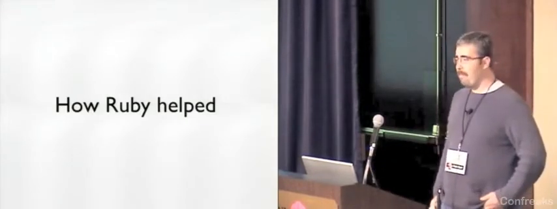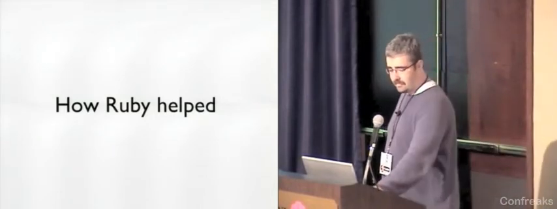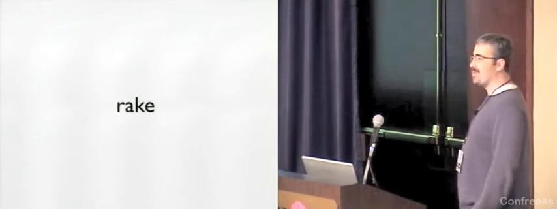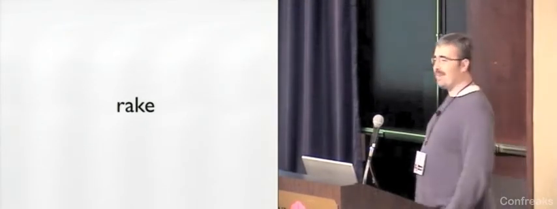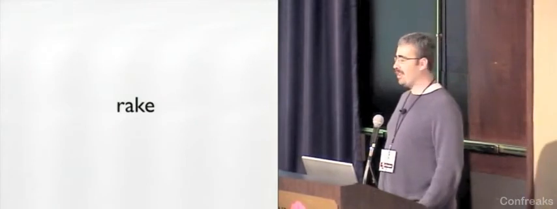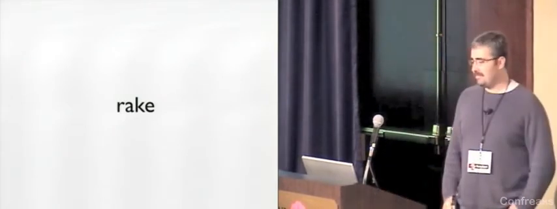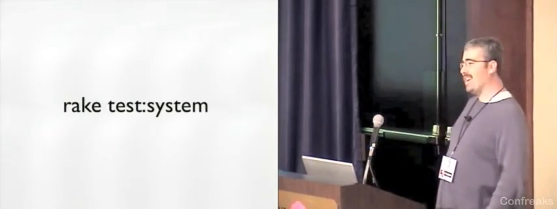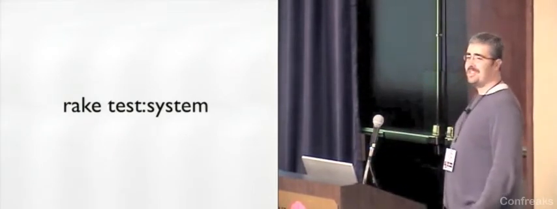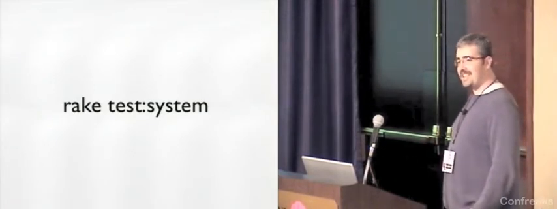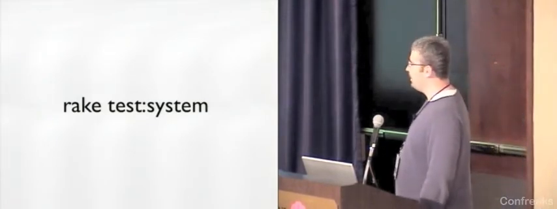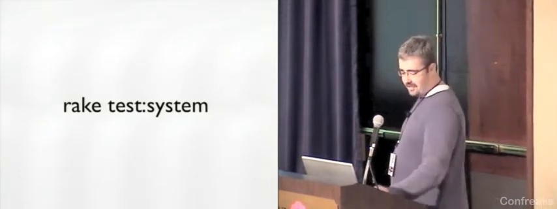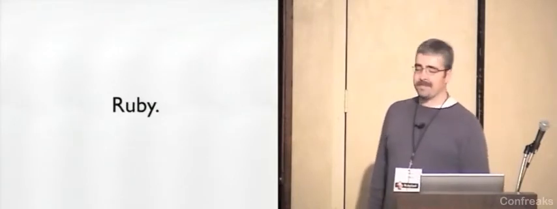So how did Ruby help? As I said, the first thing I did was I wanted to use Rake. Rake was basically the wedge tool that brought in all the other Ruby things that we wanted to try. So we had a Rake file that had basically two different targets, rake test system and rake test units. Our normal process would involve doing the system test first, which we'd write in Ruby.